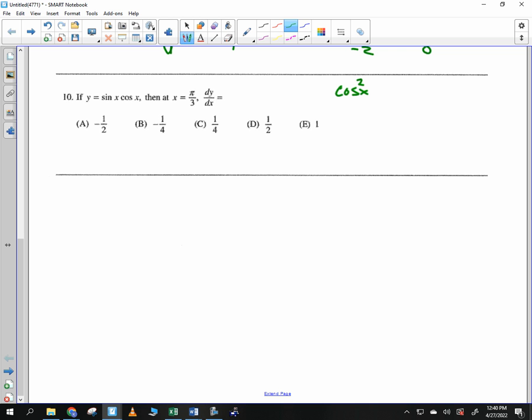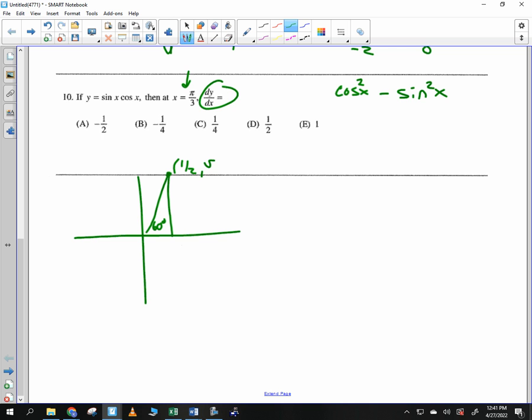We multiply them together. And then what's the derivative of cosine? So you get minus sine squared. So that's the derivative. It's asking for the derivative at pi over 3. So now you got to plug in pi over 3. Does anybody know what the cosine of pi over 3 is? 60 degrees. So that coordinate is 1/2, root of 3 over 2.